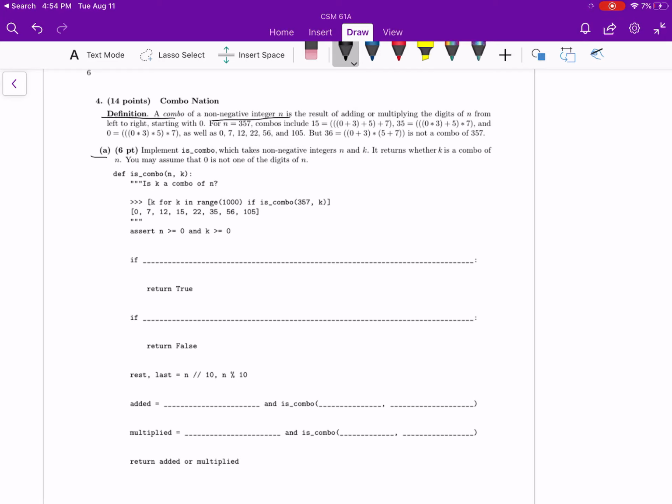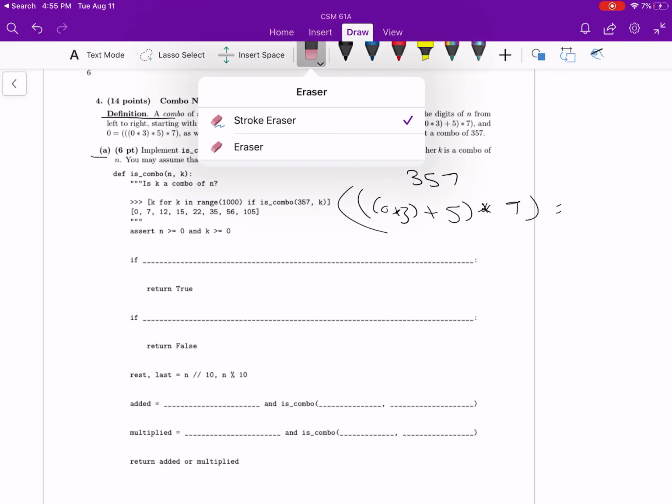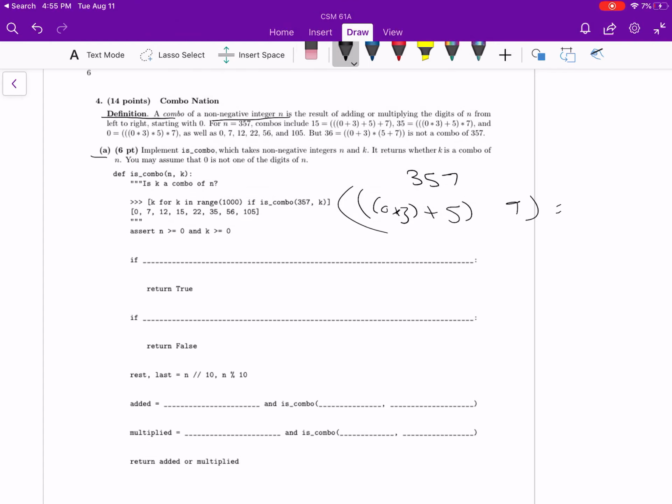So for example, for n equals 357, you can get a possible combo by doing 0 plus 3, plus 5, and plus 7 to get 15. Another possible combo is 0 times 3 plus 5 times 7. That would be 35. And maybe one more would be if we just change this multiplication sign to a plus sign. So that would be 0 plus 5 plus 7, 12. And all of those are listed here.